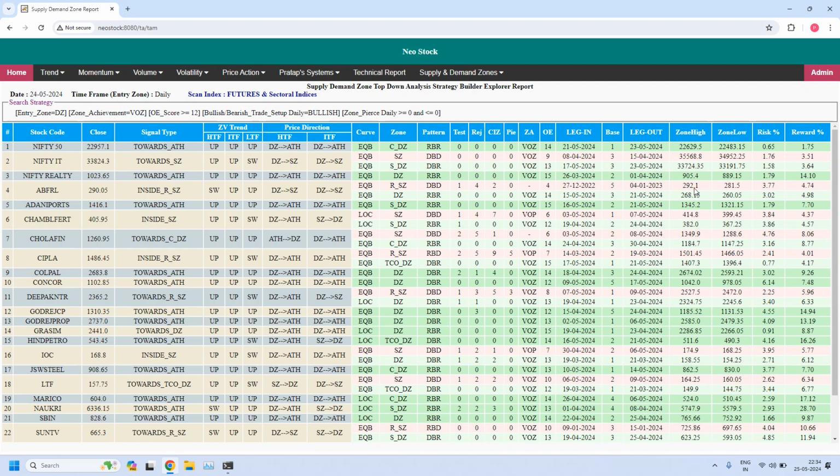You can go through all these columns, so you can get into the timestamps of this leg in, base candle count and leg out, and you can draw the zones in the charts based on these details.